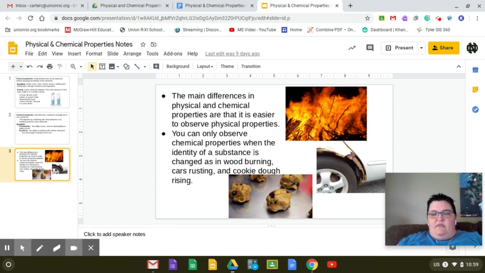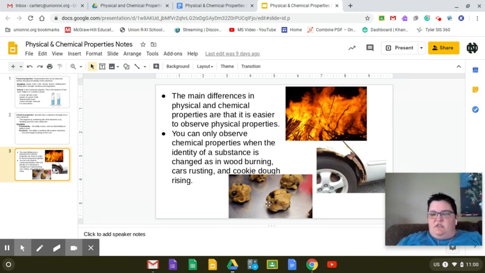With chemical properties, you can observe them when you see a change happening. The big changes with chemical properties would be fire, like wood burning, rust on a car, or baking, basically any kind of cooking where you add heat to create a new food.